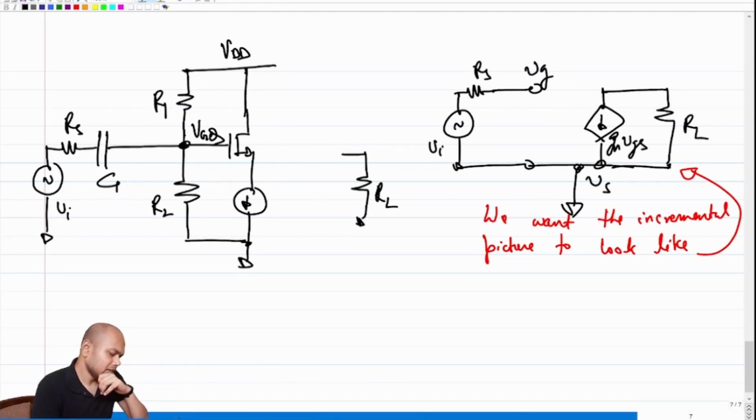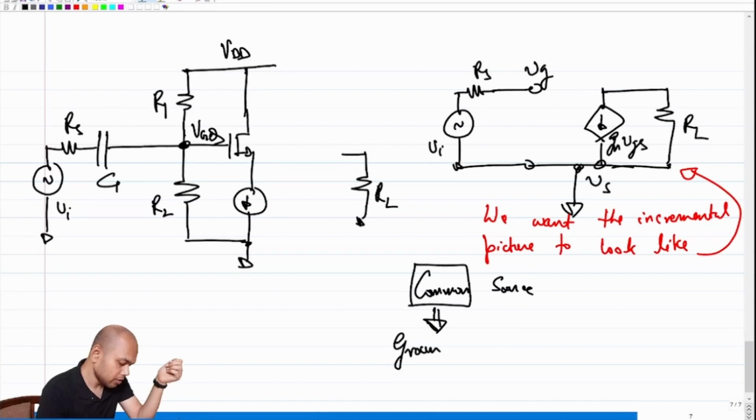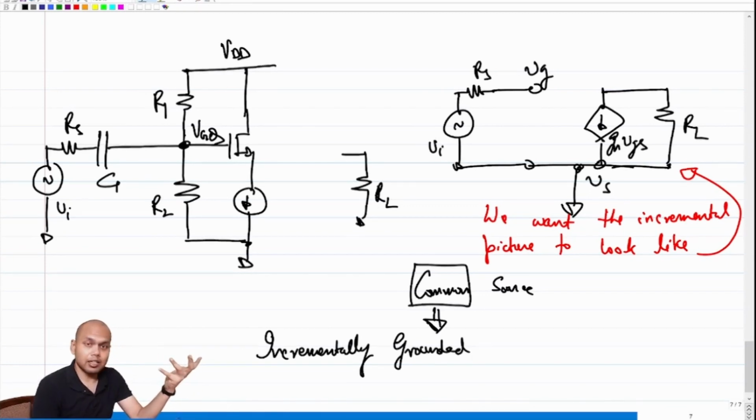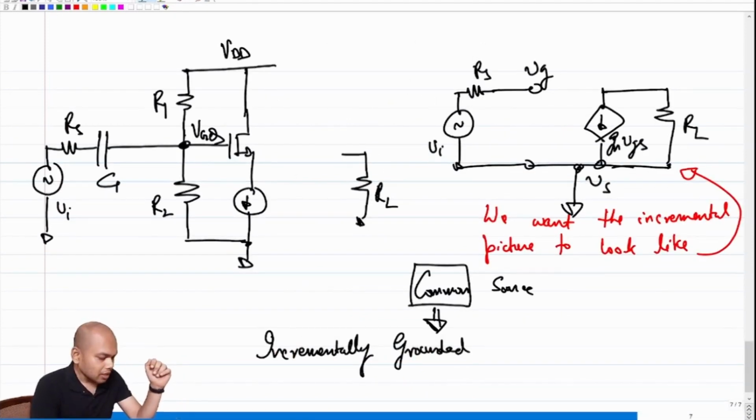So in a common source amplifier, what does this common source mean? This terminology common essentially means grounded, right? And note that this grounded doesn't mean absolutely grounded. This grounded means incrementally grounded. So in this case, as we saw, the source is open circuited in the incremental picture, because we had a current source connected at the source of the MOSFET, and in the incremental picture the current source opens and the source is incrementally open circuited. Okay, then what should we do?